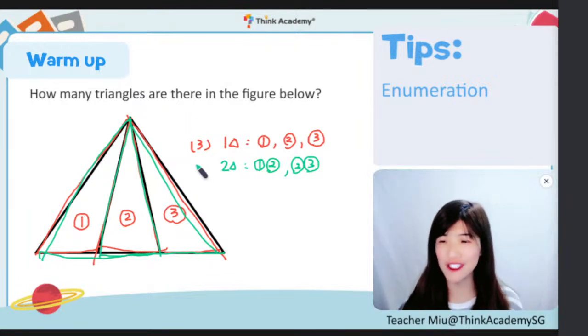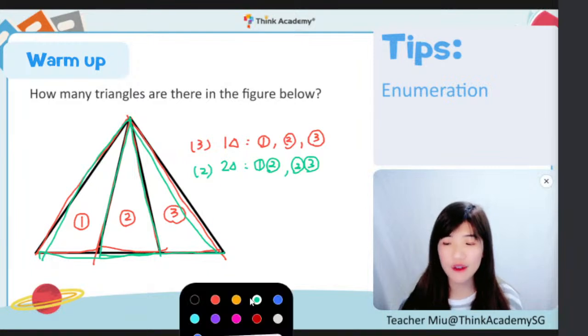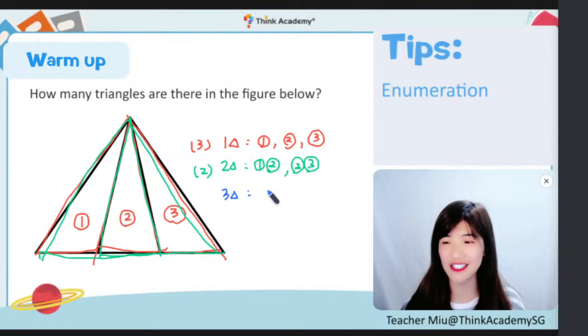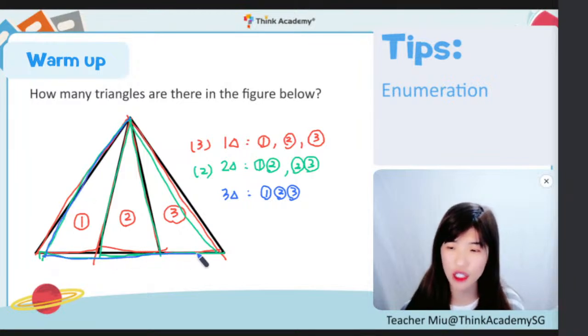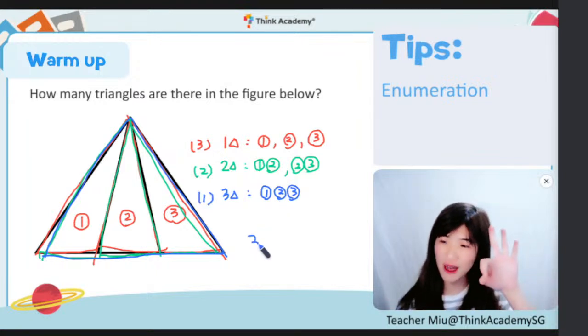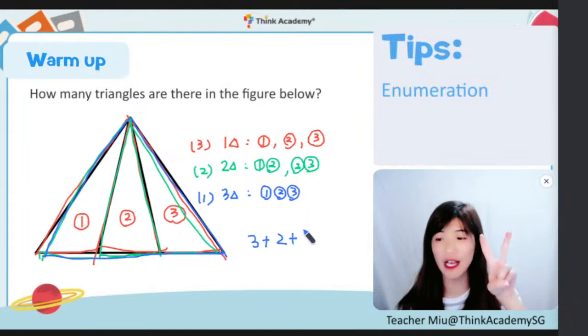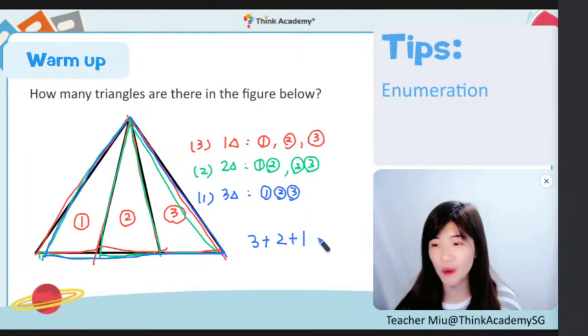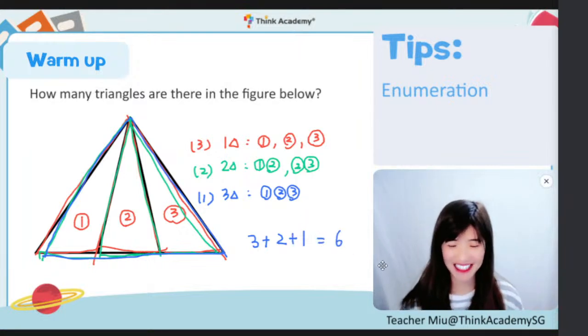Of course. Now we can also combine 3 parts to make the biggest triangle. So that is 1, 2, and 3 together as the biggest one. So therefore, we have one more biggest one. Altogether, we have 3 smallest ones plus 2 slightly bigger ones and the 1 biggest one. Altogether, there are 6. Yes, correct.